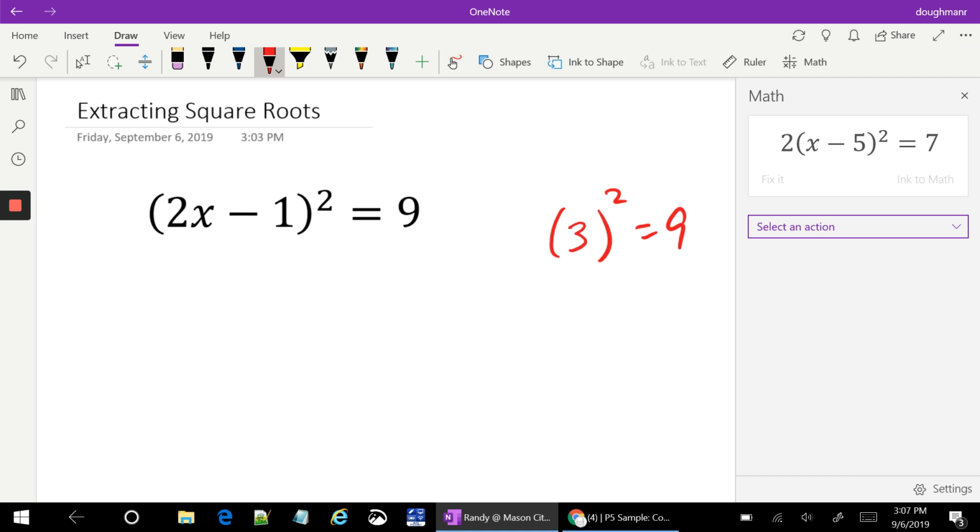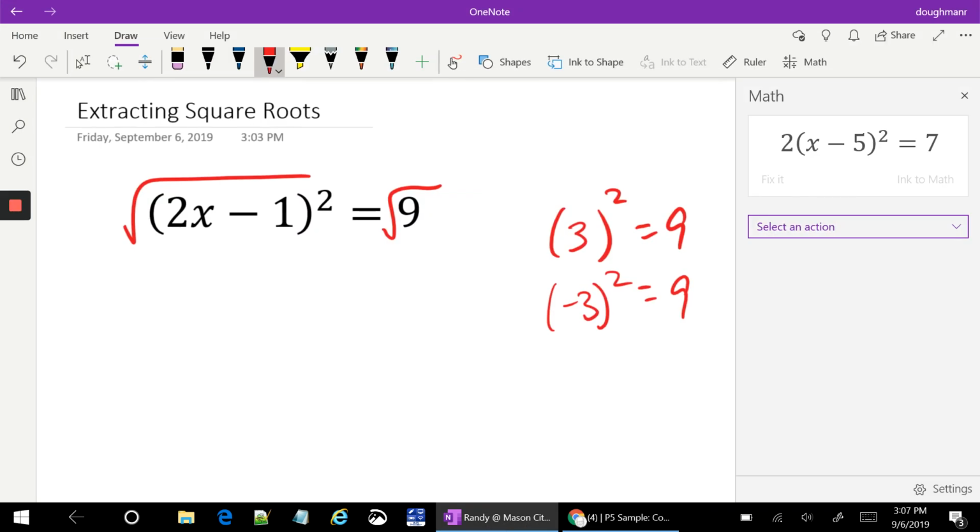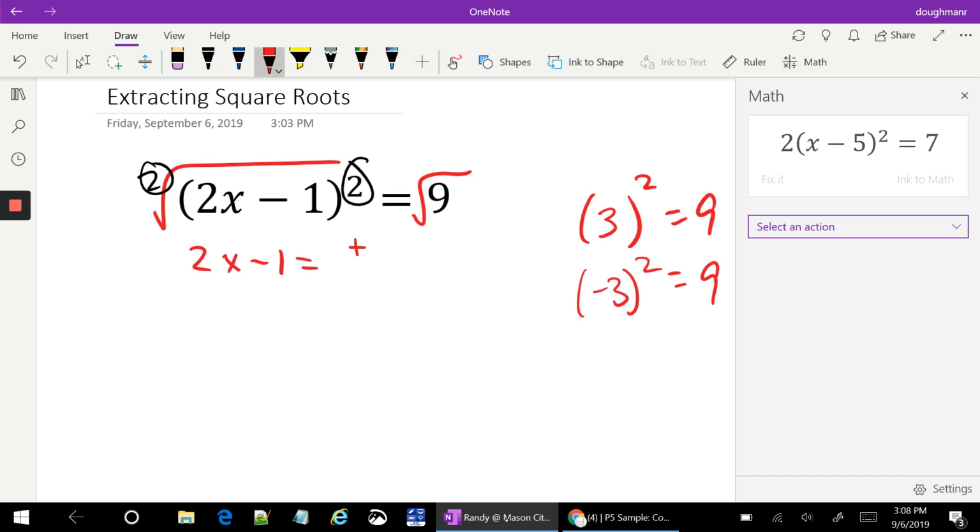I think you obviously see that 3 is, but we also must realize that a negative 3 squared is also 9. So when we take the square root of both sides, so to speak, we have to realize that there are two possibilities here. So we can have 2x minus 1, and the square and the square root go away, and then I've got the square root of 9. So 2x minus 1 can equal, I'm going to say, plus or minus 3, which really means two equations.